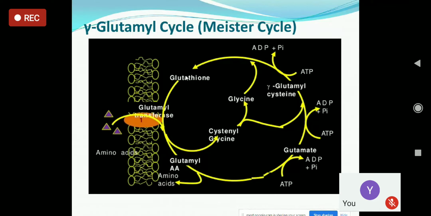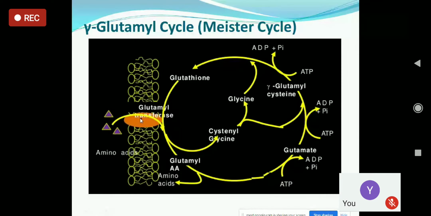The gamma glutamyl cycle is started with the glutathione molecule. This glutathione molecule goes to the surface of the cell, and here it interacts with this specific enzyme, glutamyl transferase. This enzyme is a transporter or transmembrane protein. What it does is it cleaves off the glutamate from the glutathione.